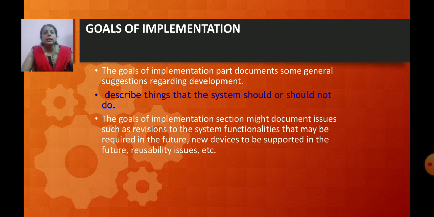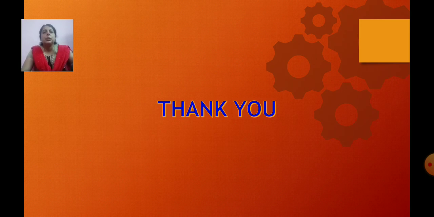So in the SRS document there are three contents: the functional requirements, the different functions required to be developed in the project; the non-functional characteristics and issues; and the goal of implementation. These three things are written in the SRS document. So this is all about the SRS document.